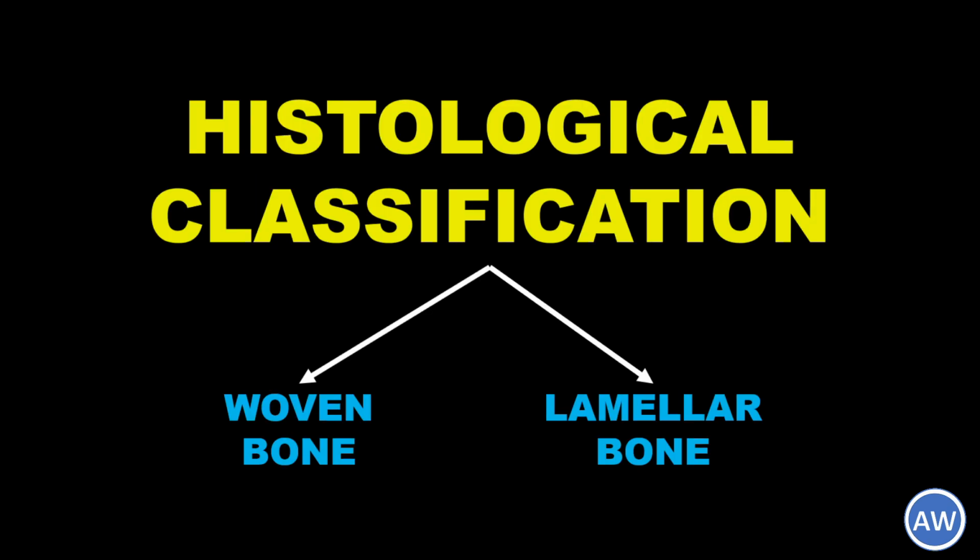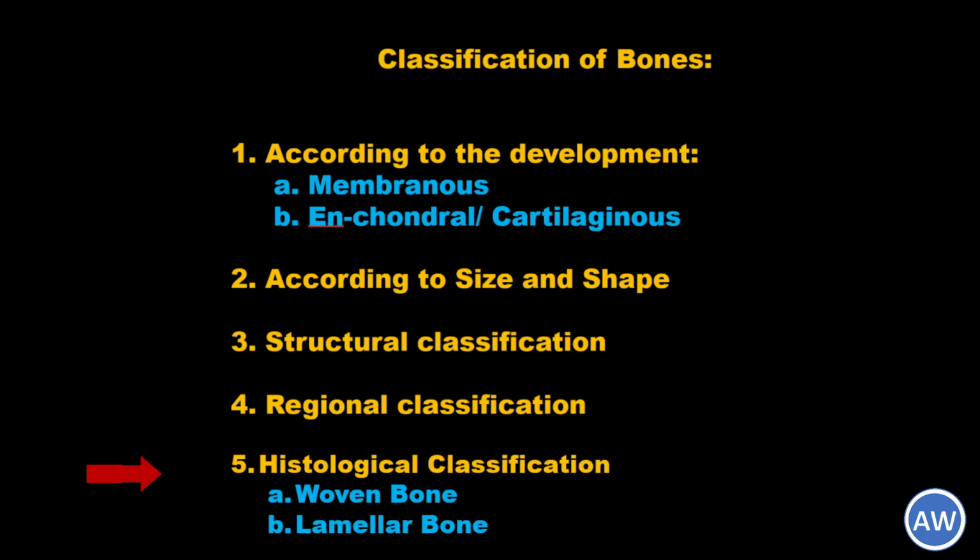Therefore, according to the histology, the bone can be classified as the woven bone and the lamellar bone. This classification, according to the histology, into lamellar and woven bone should be added to the overall classification of bones that we had already discussed in our previous class.